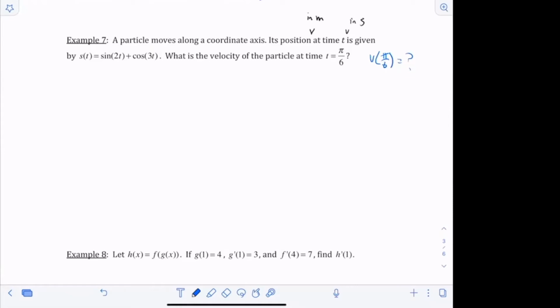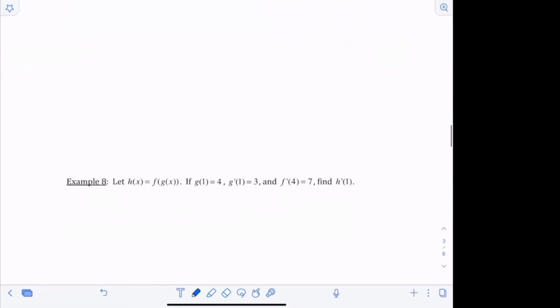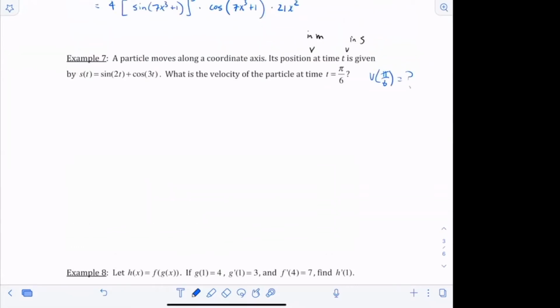And what we need to do is start with our position function, and then calculate the velocity. The velocity is just going to be the derivative of the position function, which in our case is going to be the derivative of sine is cosine. You keep the inside, which is 2t. You multiply by the derivative of the inside. The derivative of 2t is just 2.